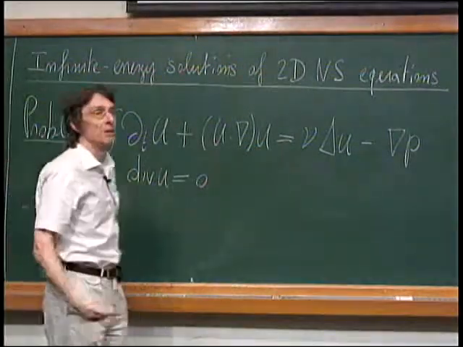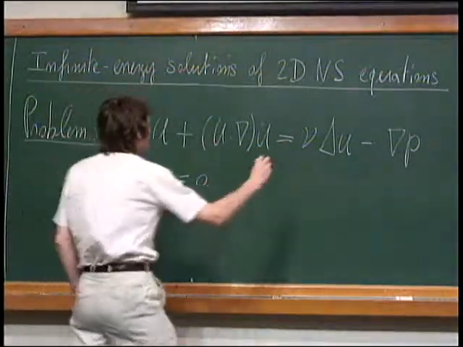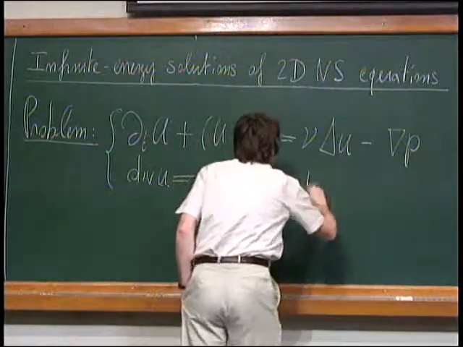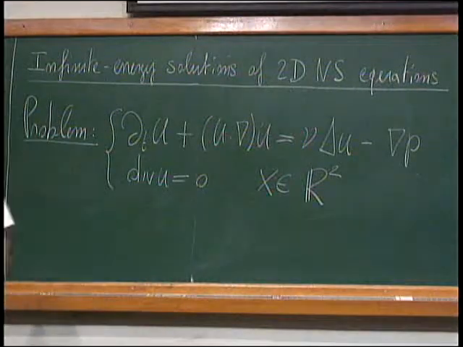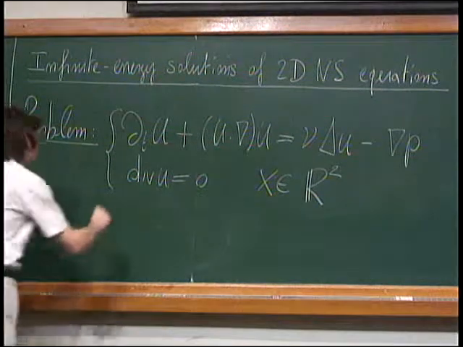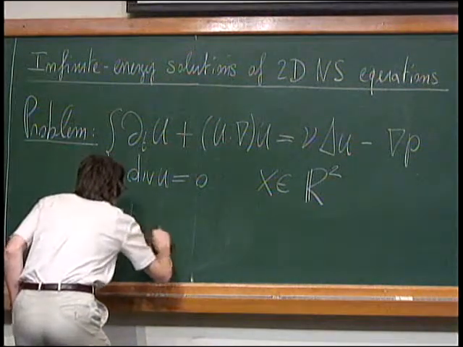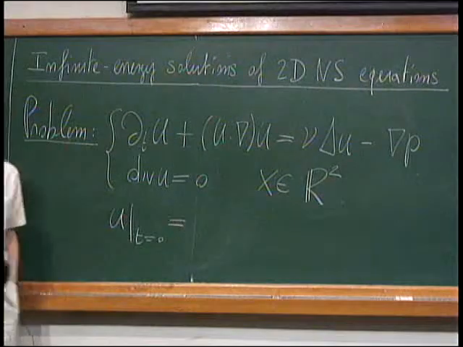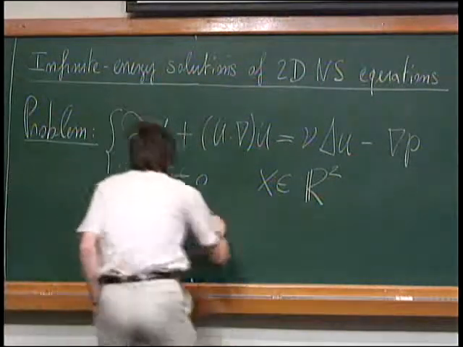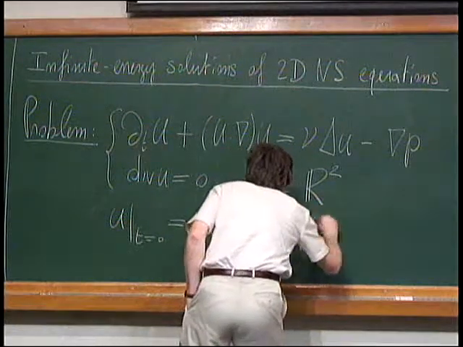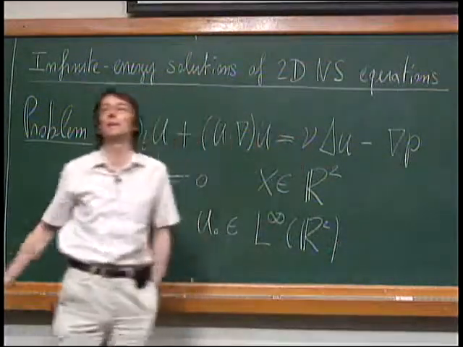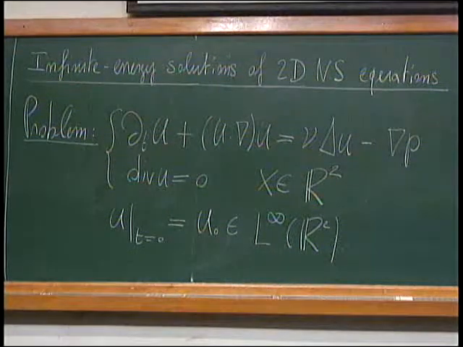u is the velocity field, p is the pressure field, and I assume that my space variable x is in R^2, so I consider the problem in the whole two-dimensional plane. And what is maybe a little bit unusual, I have to specify initial data for that system, and I assume that the initial data, u0, are just bounded. I do not assume any decay at infinity. So in the framework of Navier-Stokes, it's not so common.